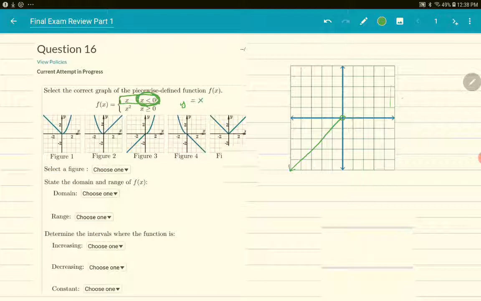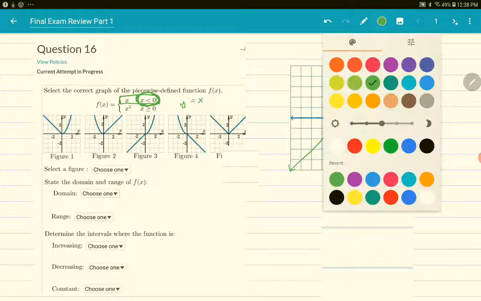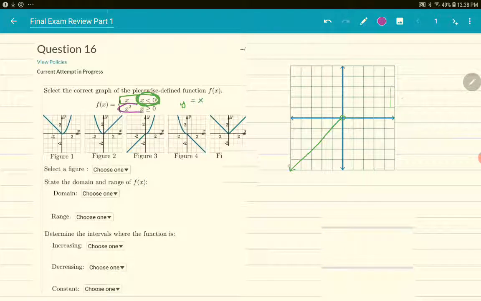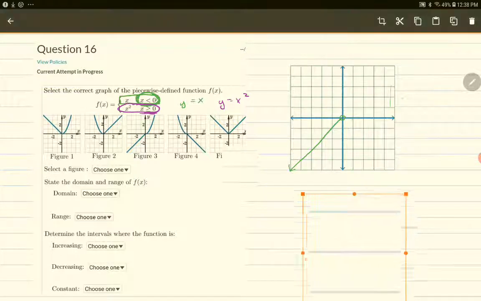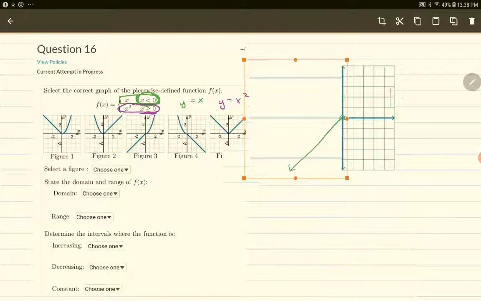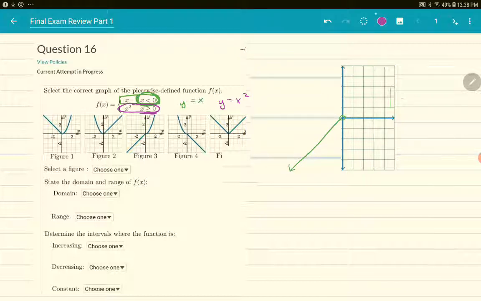All right, and then for my second piece, now we have y equals x squared. And that happens when x is greater than or equal to 0. So now I'm looking when x is greater than or equal to 0, so I'm going to cover up the left hand of the graph and just draw the y equals x squared.